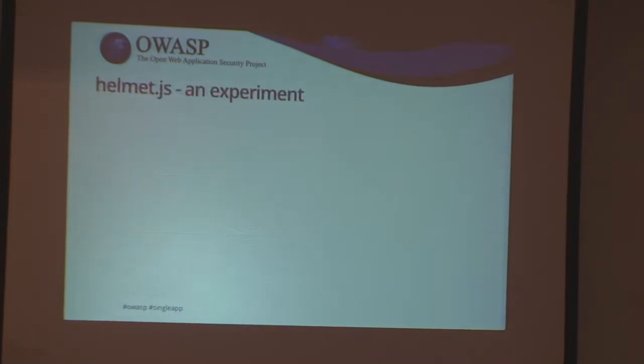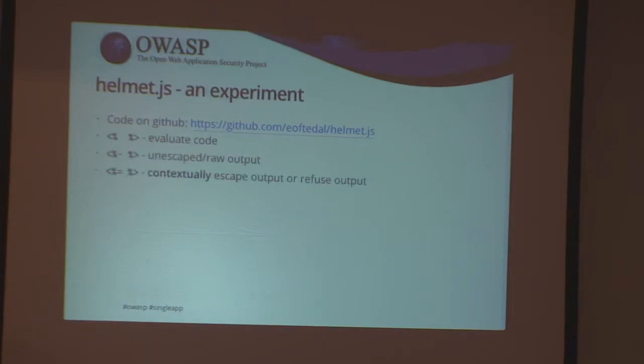I did an experiment. I tried to create a very similar framework to underscore JS templating. I called it Helmet.js, and I hacked it together in 2 or 3 nights. And I put out a challenge, so you can find it here. I did evaluate code, unescaped raw output, and then contextually escaped output, or refused if it's an unsafe location. And then I created a playground, and I posted it to Twitter and said, hey guys, do you want to test this? Can you find any bypasses? And of course, people did.